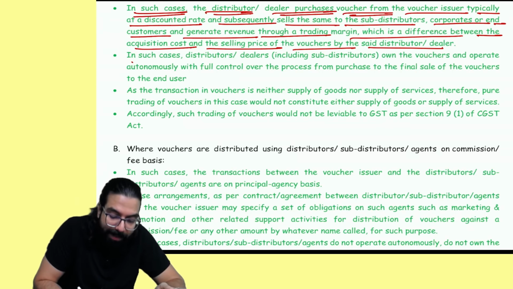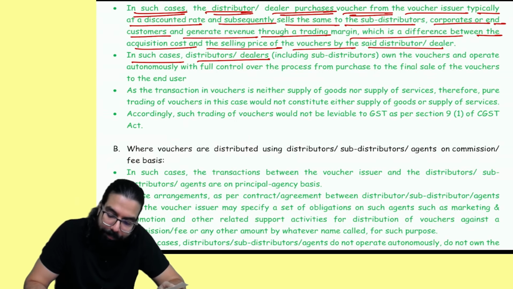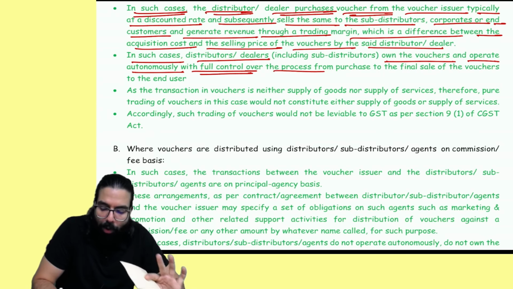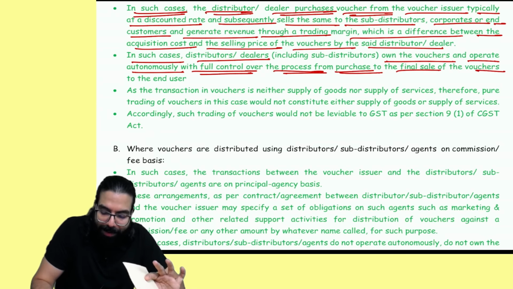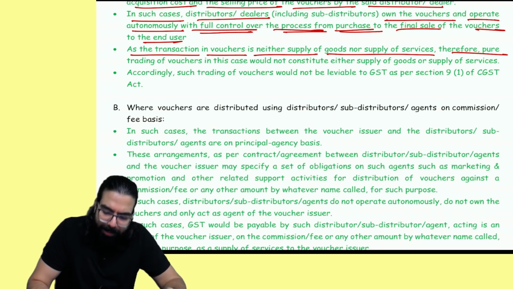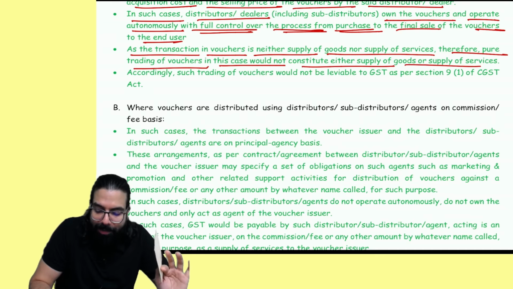Now what they are telling is, in such case, the distributor or dealer owns the voucher and operates autonomously with full control over the process from purchase to the final sale of the voucher to the end consumer, as the transaction in vouchers is neither supply of goods nor supply of service. Therefore, pure trading of voucher would not constitute either supply of goods or service.